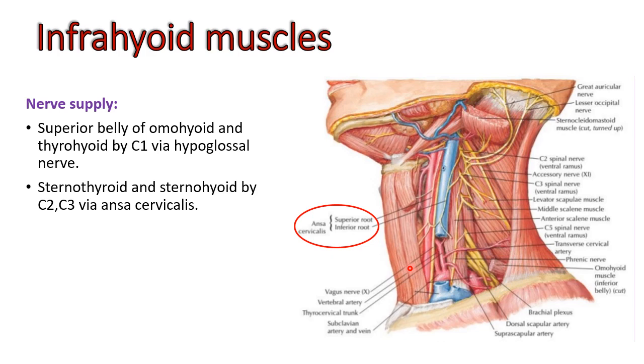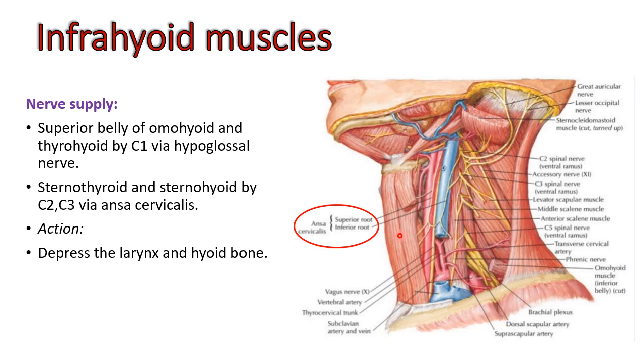What is the action of these infrahyoid muscles? They are mainly responsible for depressing the hyoid bone and the larynx. So when these contract, the hyoid bone and the larynx are depressed. When the hyoid bone and the larynx are elevated during deglutition, they have to come back.